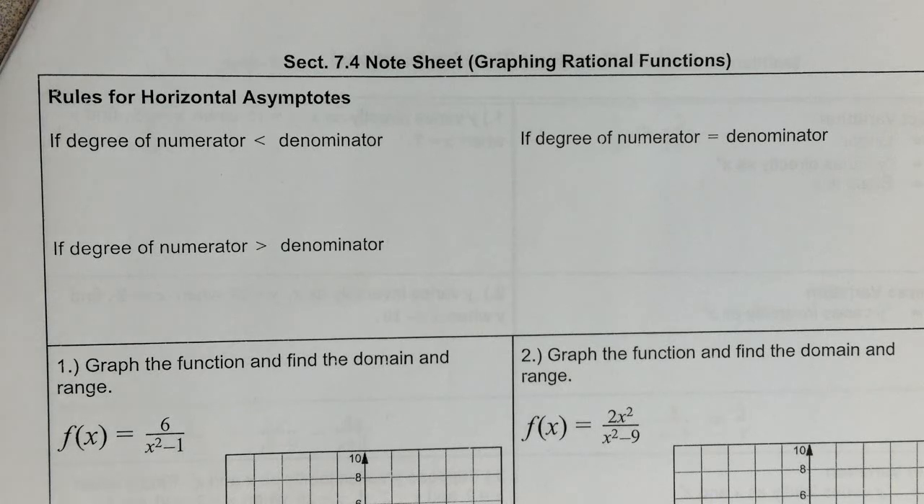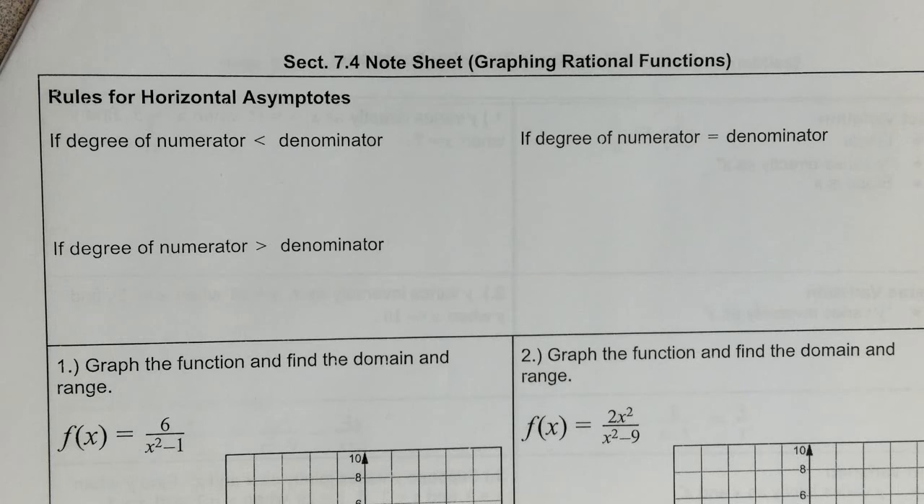All right, let's talk about section 7.4, graphing rational functions. So we are going to look at more complicated rational functions. Not necessarily that the problems are more complicated, just that there's more going on with the graphs of these functions. So I want to get started by just talking about some rules for asymptotes in general.